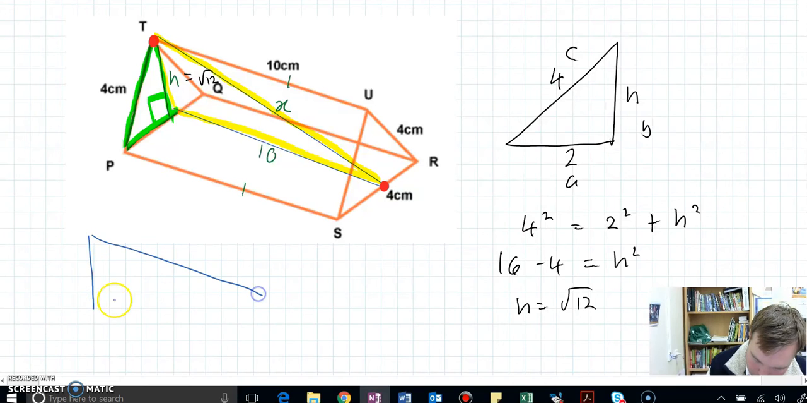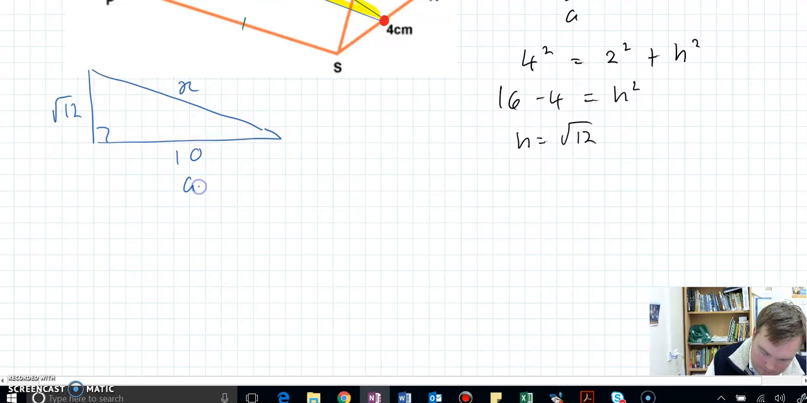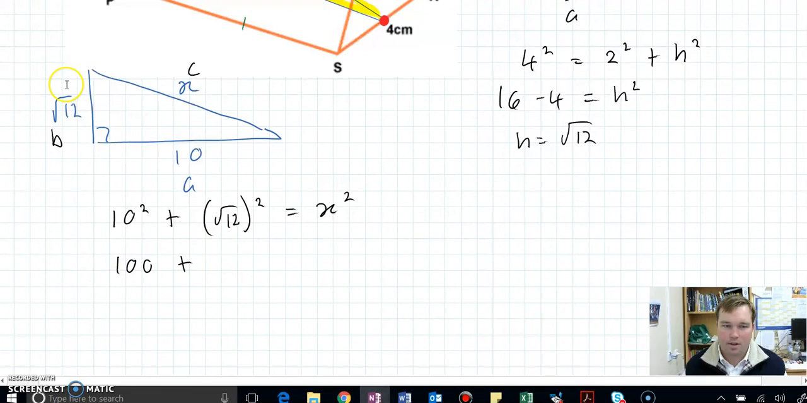Right angle. A, B, C. A squared plus B squared equals C squared. So 10 squared plus root 12 squared. Right. Here's why we were after putting it in brackets. I really hope that didn't freeze. No, we're still good. Alright, 100 plus root 12 squared. The square root of 12 squared, the root and the square cancel each other out, so we're left with 12.